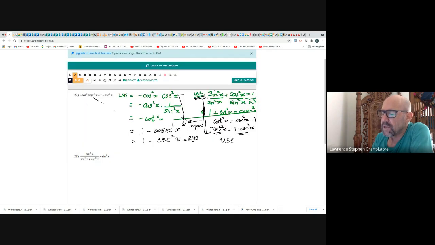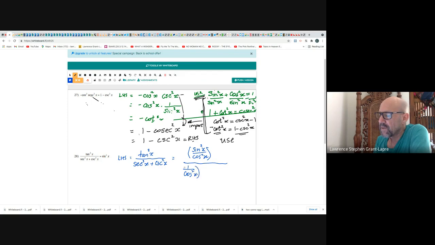Our last question. Left-hand side equals tan squared x over sec squared x plus cosec squared x. I'm going to replace everything with sine over cos. So that's sine squared x over cos squared x. Sec squared x is 1 over cos squared x. Cosec squared x is 1 over sine squared x.